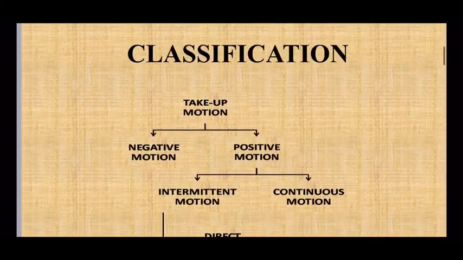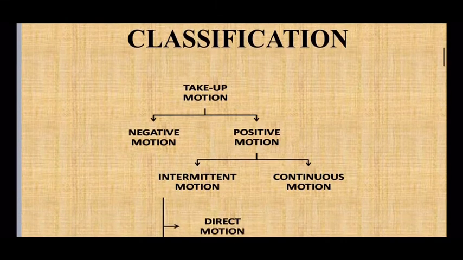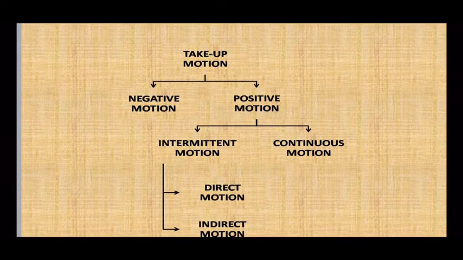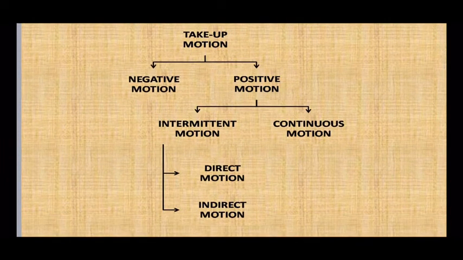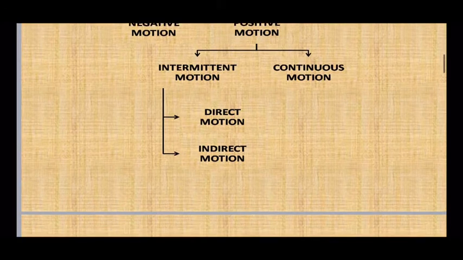These motions can be classified mainly into two categories: negative take-up motion and positive take-up motion. Then positive take-up motion is further categorized into two categories: intermittent take-up motion and continuous take-up motion. And intermittent motions are of two categories: direct and indirect. We will take these terms one by one.